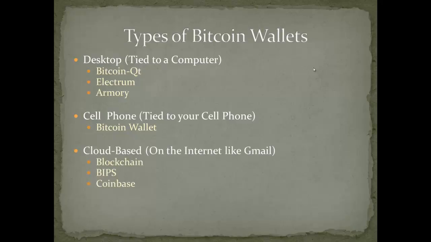And then, of course, there are some cloud-based solutions. So basically, what a cloud-based solution is, it's in the internet. It lives in the internet. It's kind of like Gmail or Dropbox or Carbonite. Any of these services where you create an account and now you have access to something. And there are 3 in particular that I really, really like: Blockchain, Bips, and Coinbase. And the one I use myself is Blockchain.